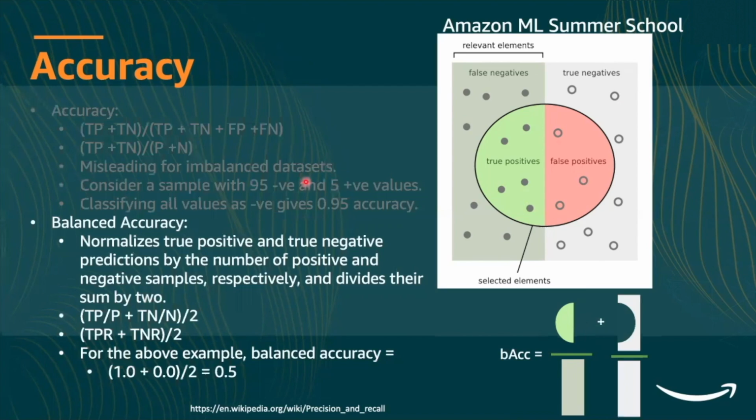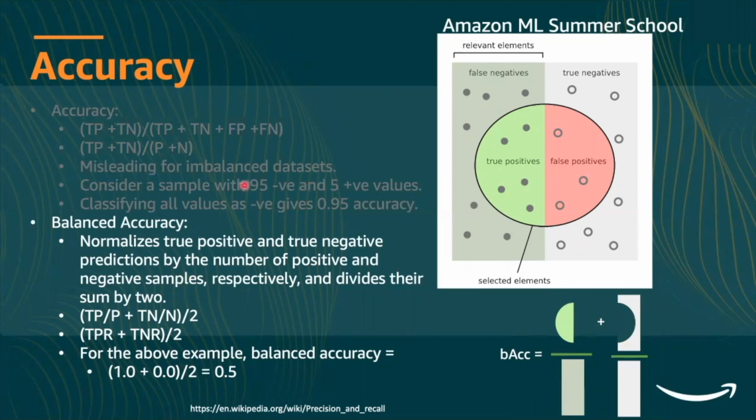So what you do in this case is you compute the balanced accuracy measure. What it does is normalize the true positive and the true negative predictions by the total number of positive and negative samples. So you are taking into account the amount of positive and negative samples. You take the true positive samples and divide by the total number of positive samples. You take the true negative samples and divide by the total number of negative samples, and you take the average of the two, right?